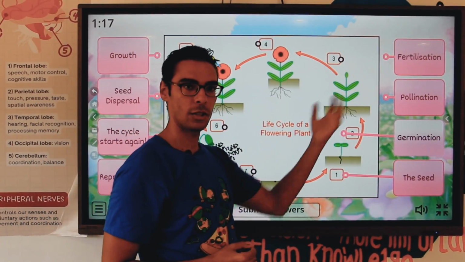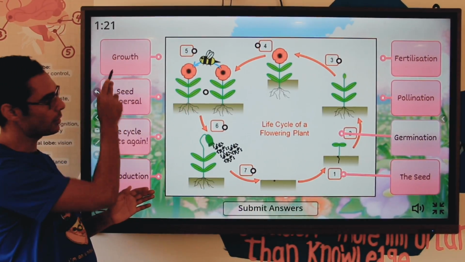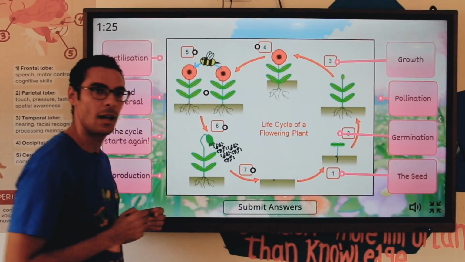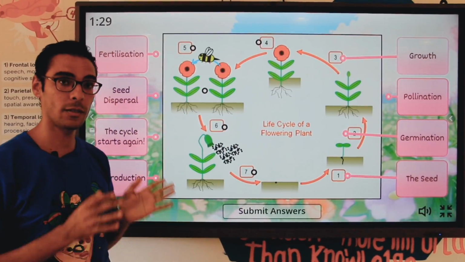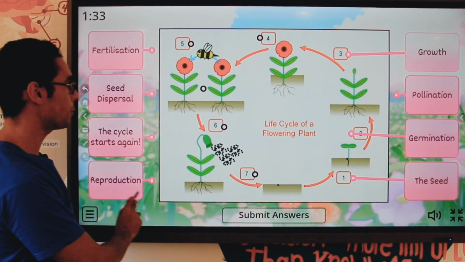Then the plant grows up, so we are looking for growth. Where's growth? It's here. So we have to drag it and put it there. After that, the plant becomes an adult plant. So the reproduction starts here. So the first word to label it is reproduction.